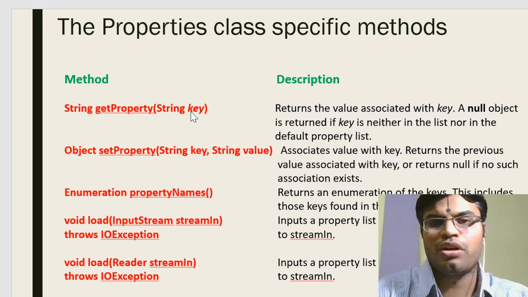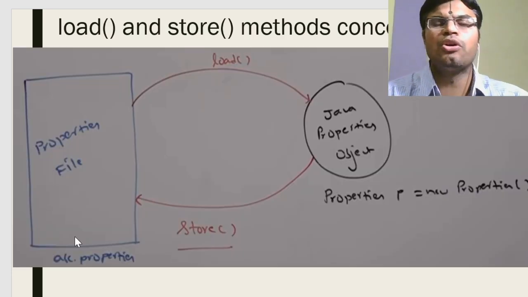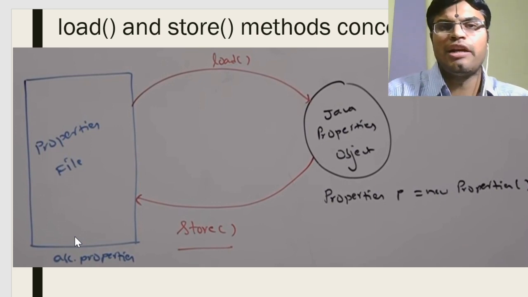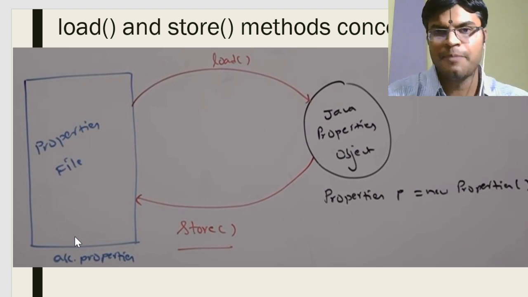Next, we will look at one more function. Before that, I will show you one more diagram on this, guys. So please look at this diagram, guys. It looks similar to what I have already drawn previously. You can see on the left hand side we have a properties file. On the right hand side there is a Java properties object.